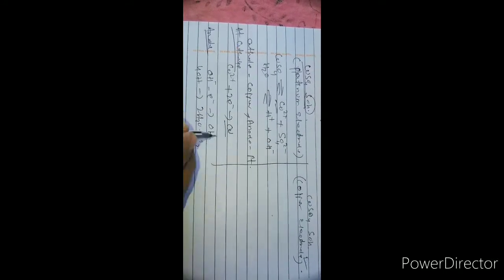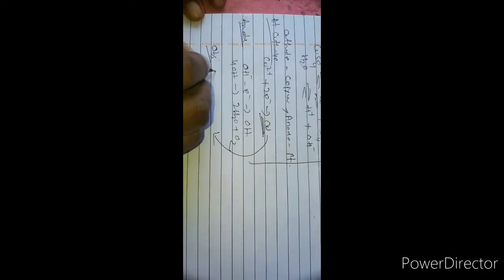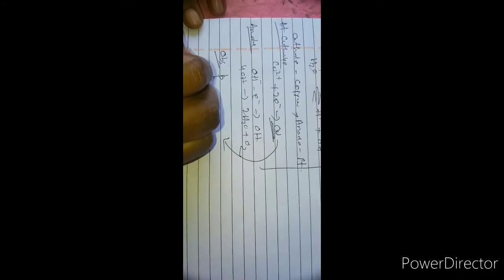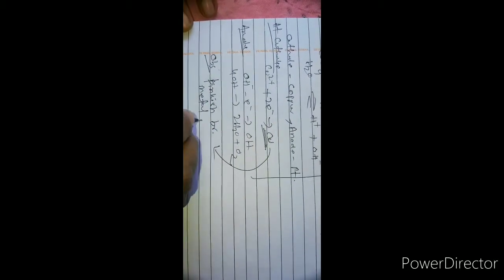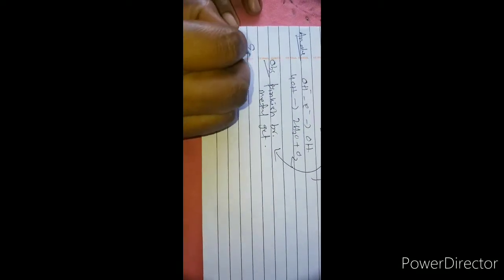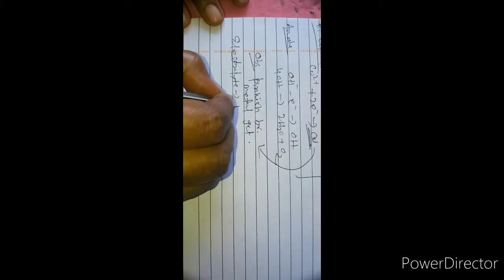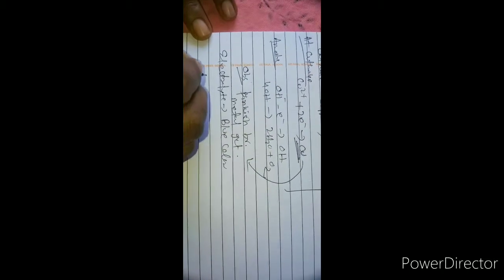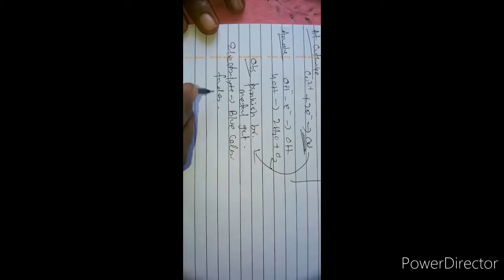So here we are getting copper. Copper will get deposited at the cathode. And what is the observation here? The observation is that a pinkish brown metal gets deposited. And what will you take for the electrolyte? The blue color fades, meaning it turns colorless.